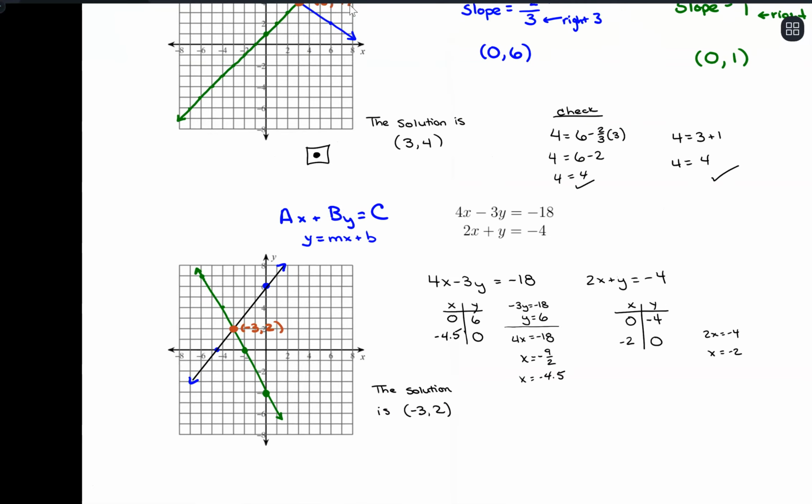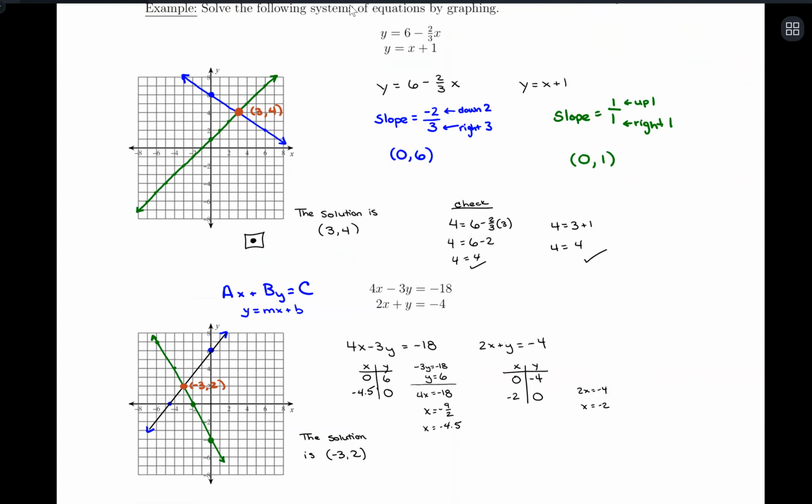All right, so that's our routine for solving graphically. We're going to graph each of the lines. You can use the slope-intercept method. You can use the x and y intercepts to get a graph of the line going. And then our goal is finding that intersection point where the two lines overlap with each other.